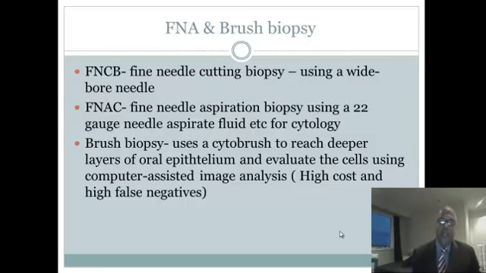A fine needle aspirate biopsy is using a 22 gauge needle to aspirate fluid, for example, from a keratocyst, where examining the fluid might indicate there's a high level of protein, which can help with your diagnosis. The brush biopsy is where you use a cyto brush to reach deeper layers of the epithelium compared to a smear, and then you evaluate the cells using computer-assisted image analysis. However, this is time-consuming, and the high cost and false negatives make it perhaps less viable.